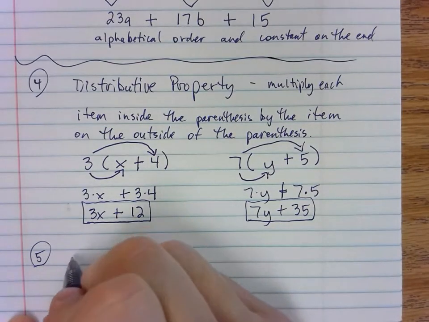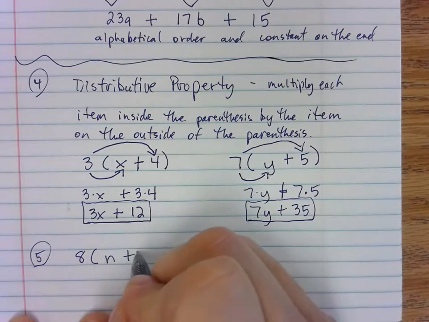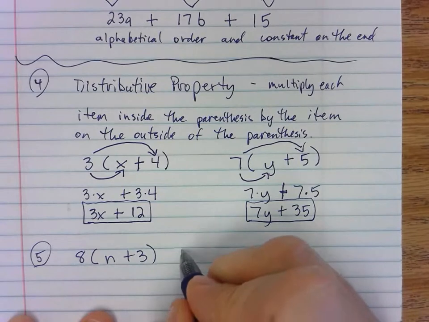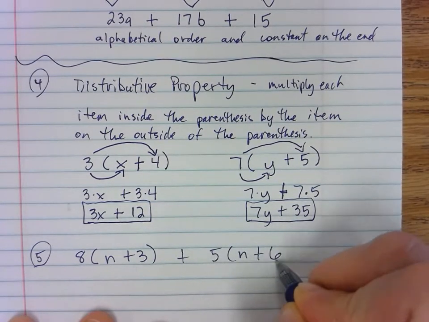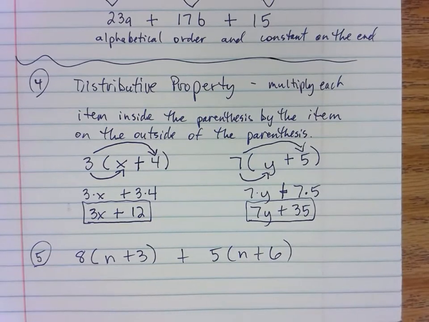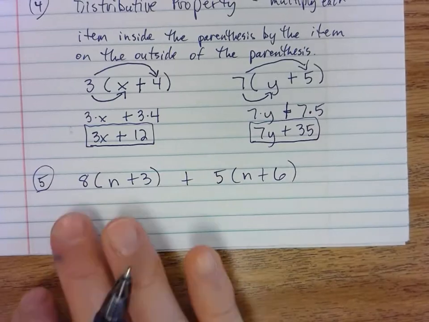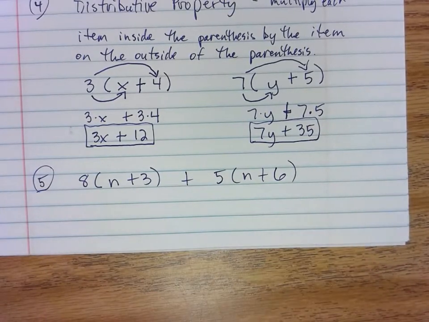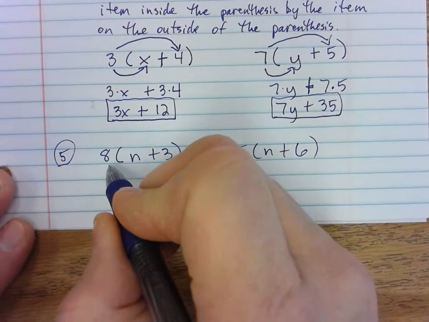Okay. So let's say we've got one that's 8 on the outside, and then you got n plus 3 in there, plus 5 and n plus 6. Okay, so here you can see we've got 2 distributive properties. We're going to solve both of those, and then once we do the distributive property part, we'll combine the like terms and constants together, just like we were talking about a second ago. Are you ready? All right, so I'm going to do my arrows again real fast.